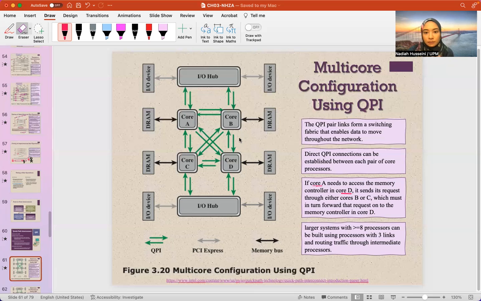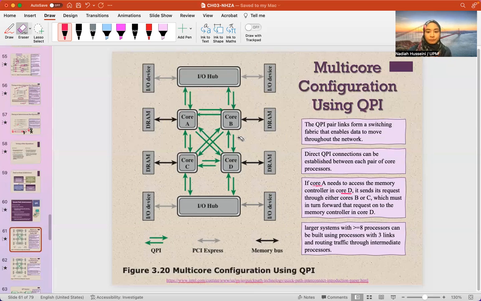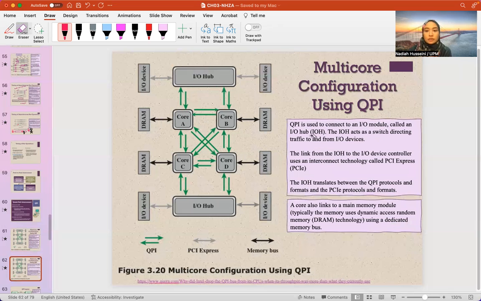I think I wrote it in my notes somewhere. Okay, I did. So larger systems with more than 8 processors can be built using processors with 3 links and routing traffic through intermediate processors. Okay, let's just ignore this part first. So the QPI is used to connect to an I/O module. So this is our switch fabric, QPI. The green arrows are the QPI fabric switch.